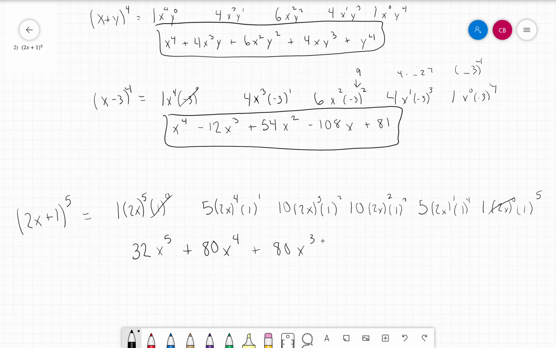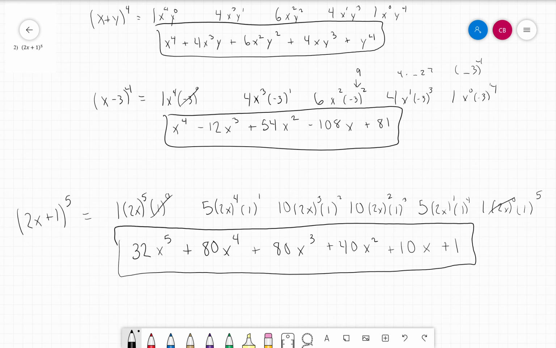We've got 2x squared, so that's 2 times 2, that's 4, times 10, that's 40, 40x squared. 2 times 5 is 10, so plus 10x, and then plus 1. And that is the expanded form of this one.